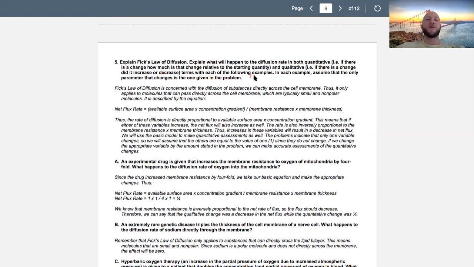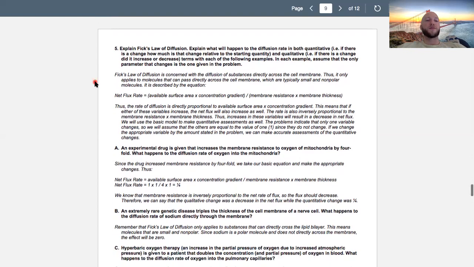Terms with each of the following examples. In each example, assume that the only parameter that changes is the one given in the problem. So Fick's law of diffusion is concerned with the diffusion of substances directly across a cell membrane. Thus it only applies to molecules that can pass directly across the cell membrane, which are typically smaller nonpolar molecules.